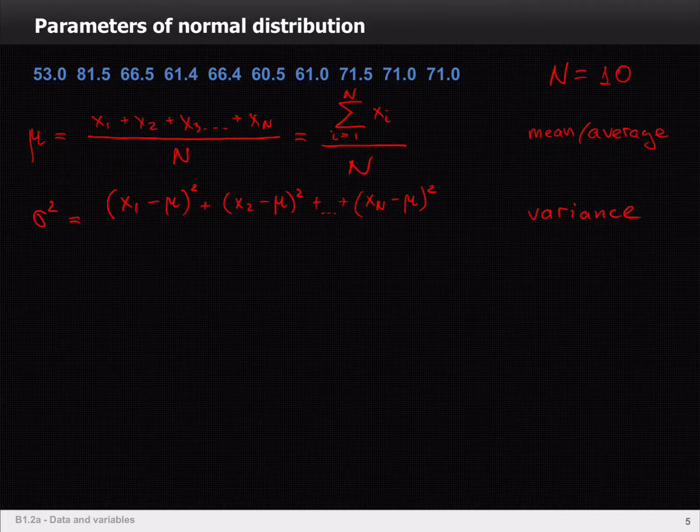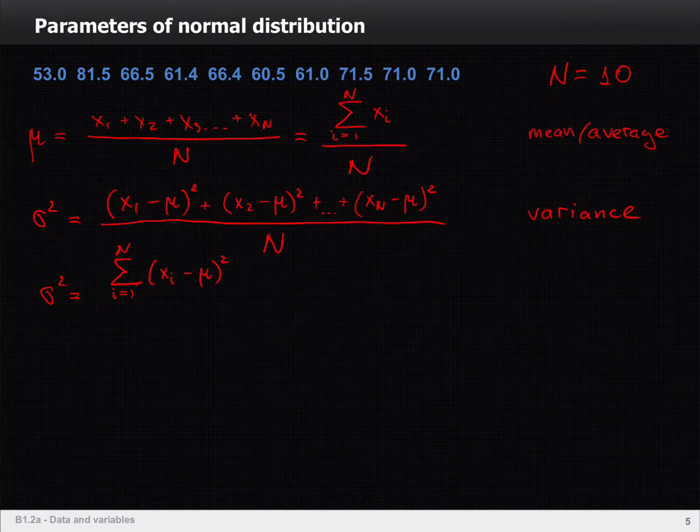Then because we want to get an average squared distance, to get an average, you remember we just need to divide by the number of values. So this is how to calculate the variance. Again, we can write it in a shorter form using this big sigma sign. So it's a sum, i goes from 1 to capital N, then we have xi minus mu squared, divided by n. So this is the variance. And then you can calculate the standard deviation by just taking the square root of the variance. So sigma is the standard deviation.